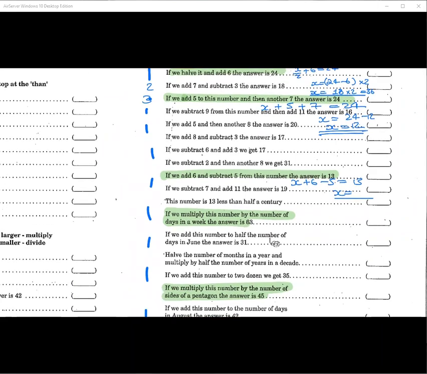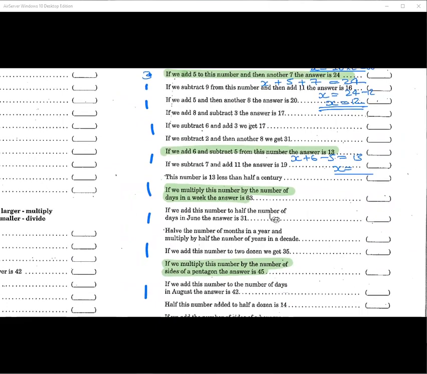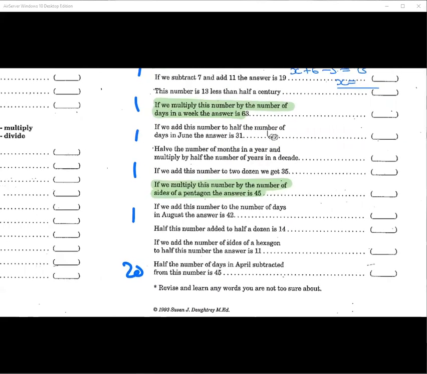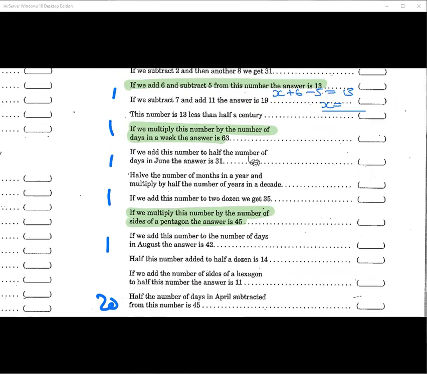Yeah. Right. Let's have Sarah, please. Sarah, what's the answer for this one? If we add 6 and subtract 5. X plus 6 minus 5 is 13. 6 minus 5 is 1. So x plus 1 is equal to 13. 13 minus 1 is 12. So x is equal to 12. The answer is 12.